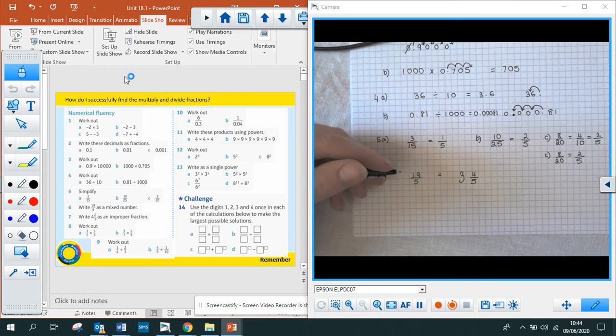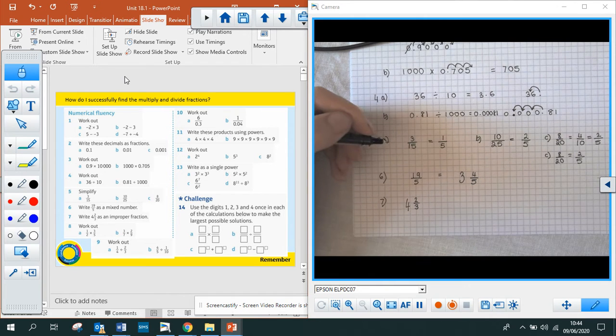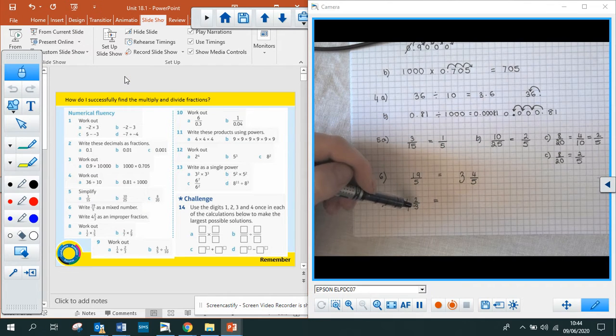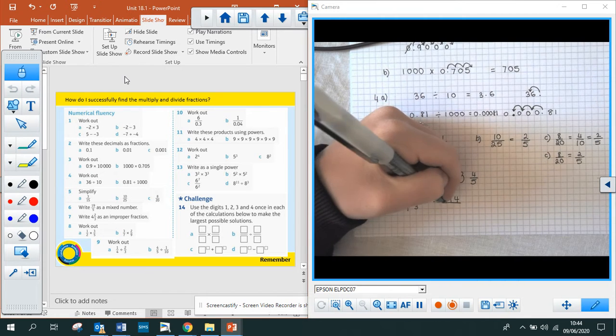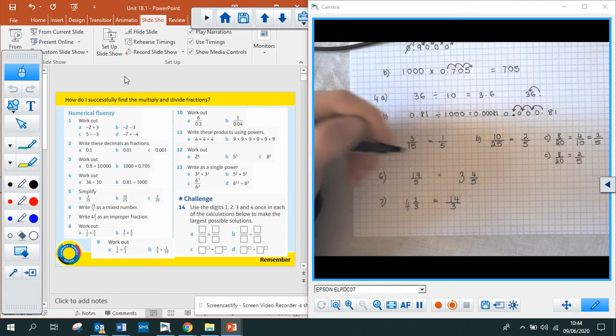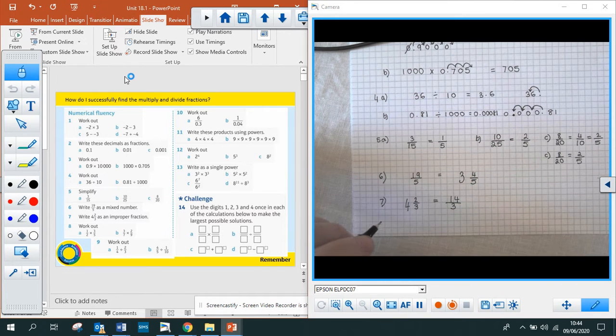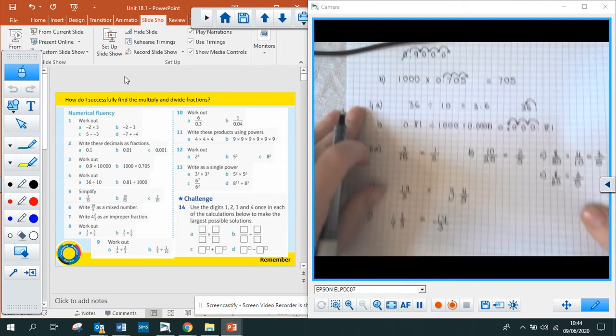Number 7 has asked you to write 4 and 2/3. So this is a mixed number now, and it wants it as an improper fraction. And improper fraction, like I said, means that my numerator is going to be bigger than my denominator. And to do that, I need to do 4 multiplied by 3. That gives me 12. Add 2. That gives me 14. That's my numerator. And my denominator stays as 3. So it's 14/3. 14 over 3 as your answer. Okay? Moving on.